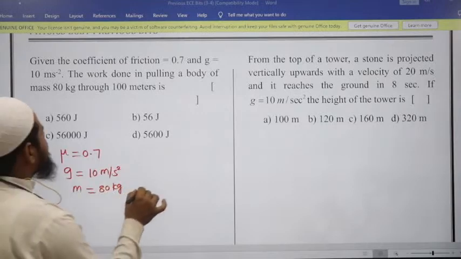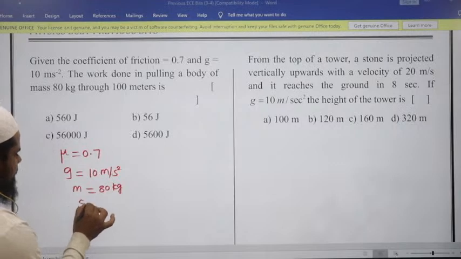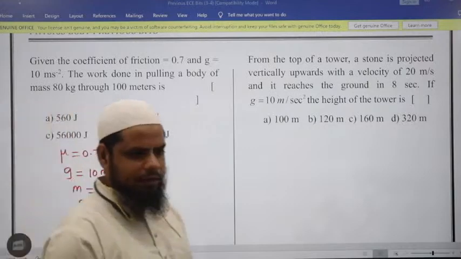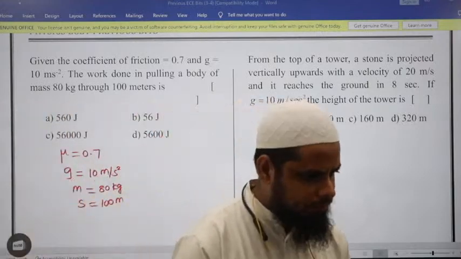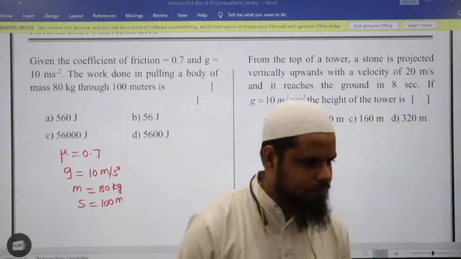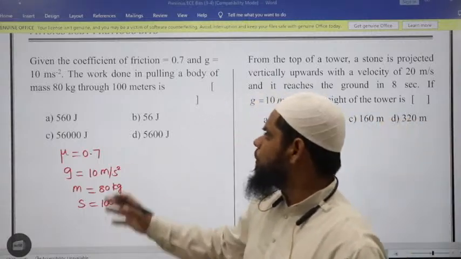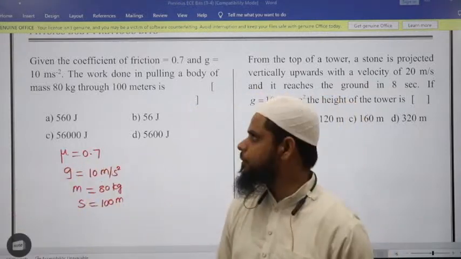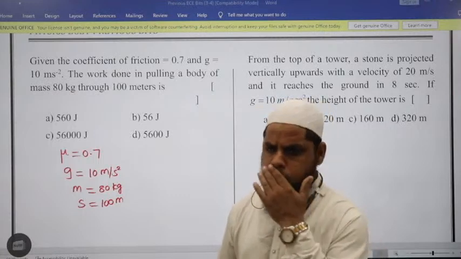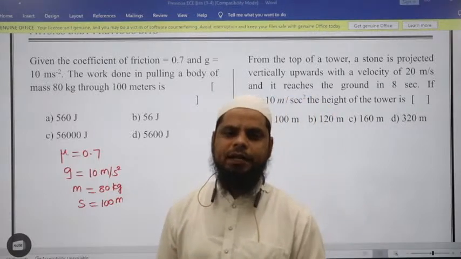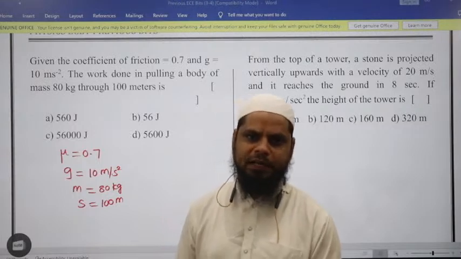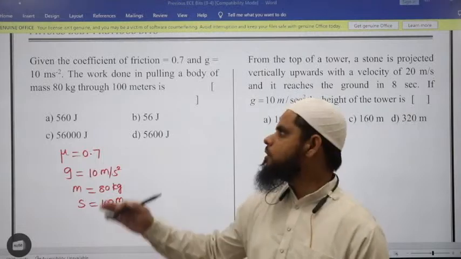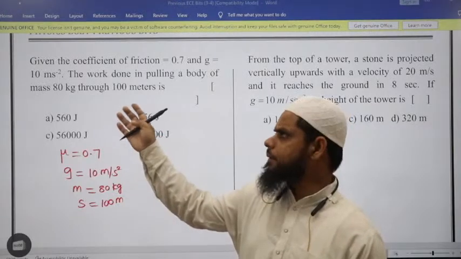Then what do you need? Through a distance of 100 meters. Can anyone guess the answer, please? It is very easy. Normal work done problem in the friction concept. Generally in this chapter we are going to study both kinematics and friction problems mixed, because friction comes under kinematics and dynamics topic only.